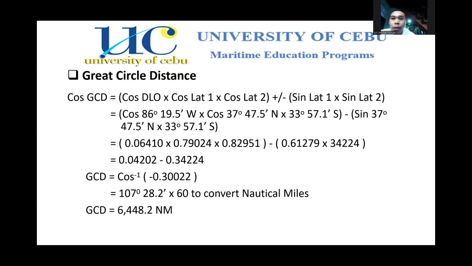It will have a product of 107 degrees 28.2 minutes. Then to find the GCD in nautical miles, we will multiply it by 60 because 1 nautical mile is equal to 60 minutes. So to convert it to nautical miles, 107 degrees 28.2 minutes times 60 will become 6,448.2 nautical miles. So that will be our GCD.